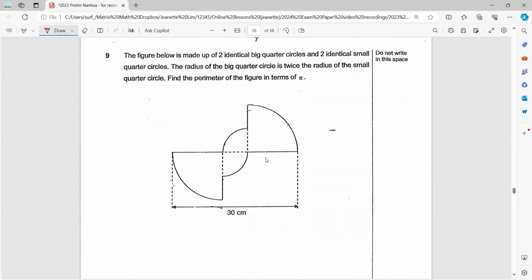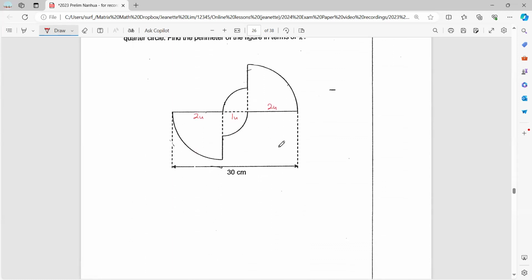So let's take this as 1 unit. The radius of the small one is 1 unit, then the radius of the big one will be 2 units. So across this 30 cm, we have 2, 1, and 2, total 5 units. So 5 units is 30, and 1 unit will be 6.